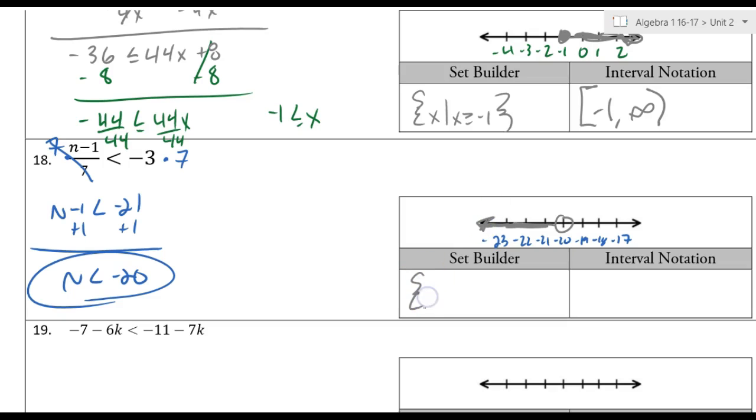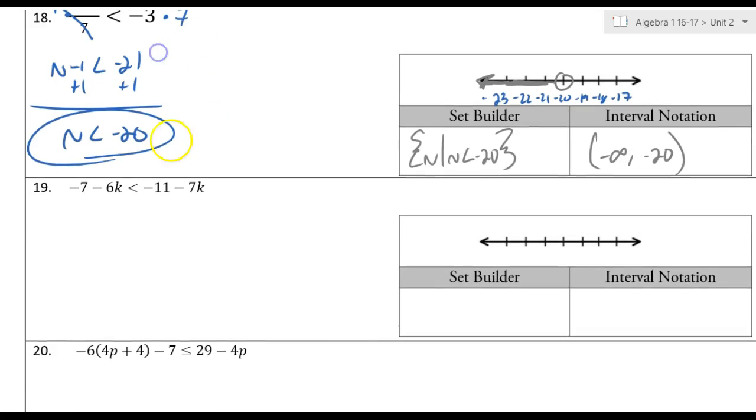Again, set builder notation doesn't change anything really. Again, just fancier work. Interval notation, however, now because this is less than, I start with negative infinity, and I go up to the number negative 20, and because it is a less than, but not an or equal to, it's a parenthesis.